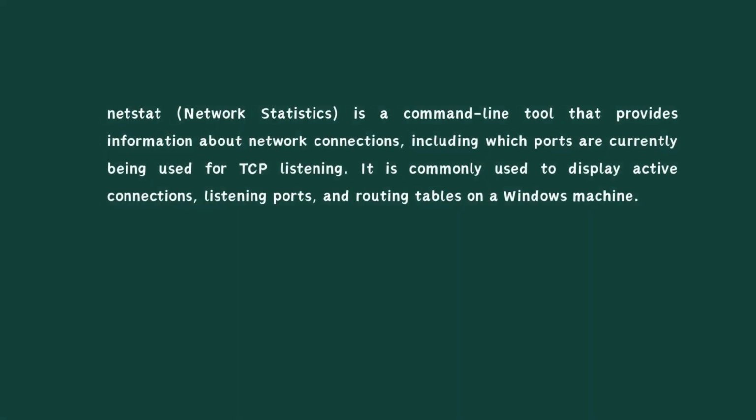Netstat, Network Statistics, is a command line tool that provides information about network connections, including which ports are currently being used for TCP listening. It is commonly used to display active connections, listening ports, and routing tables on a Windows machine.